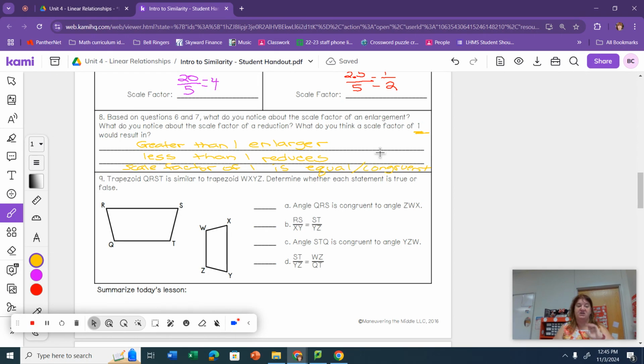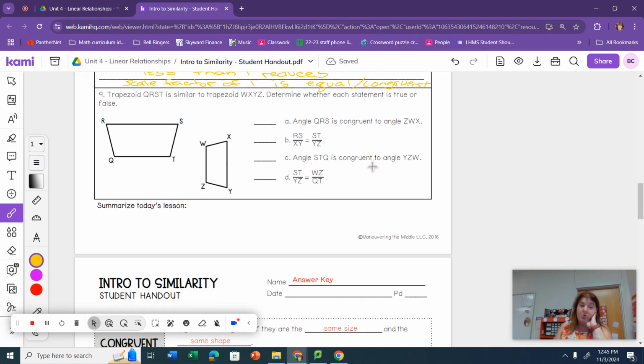Okay, one more question here. Trapezoid QRST. So we're starting with Q and we're going to R. We're going to do this side first. QRST corresponds, see the QR? Corresponds with WX. This side. WX. On the trapezoid. Determine whether each statement is true or false. Okay? So, and they say that they're similar. So they're already telling us they're similar.